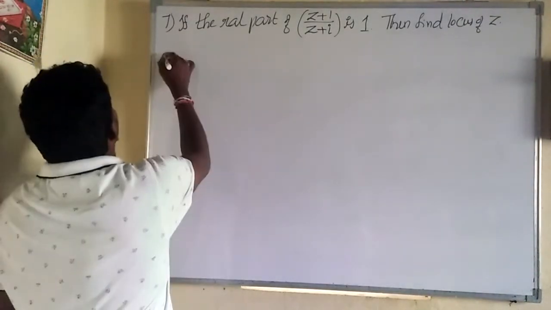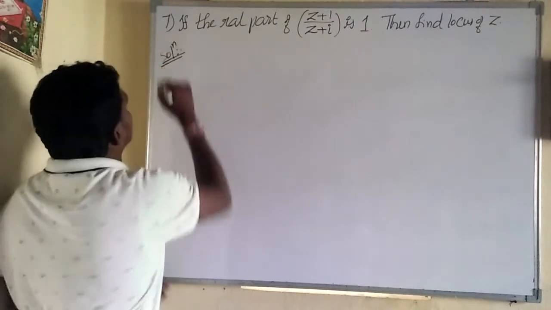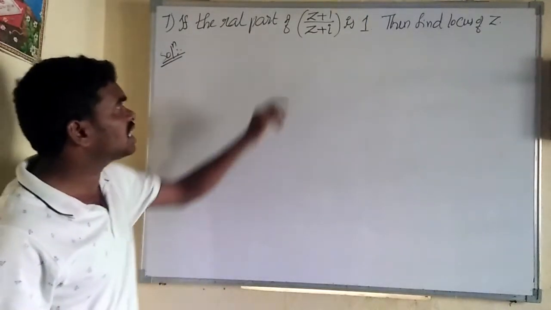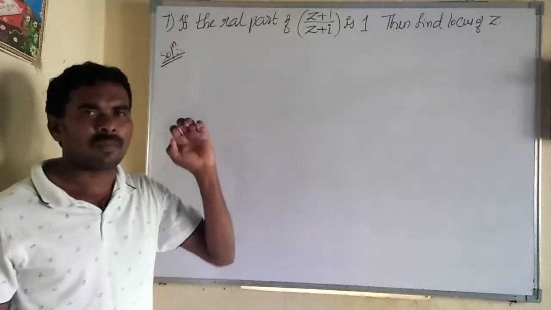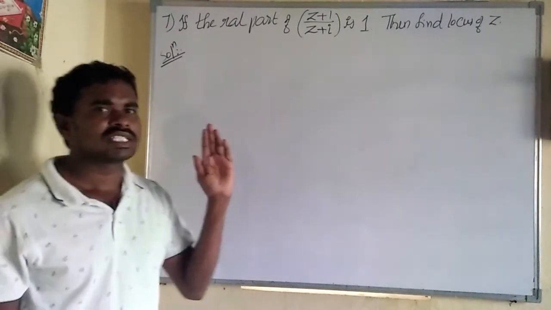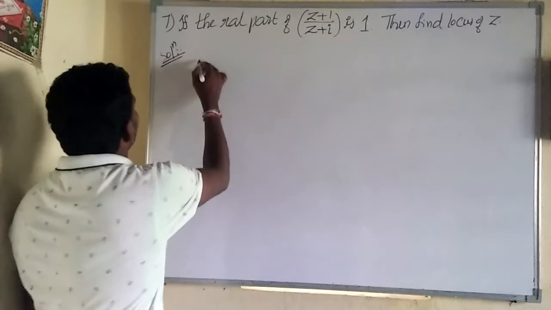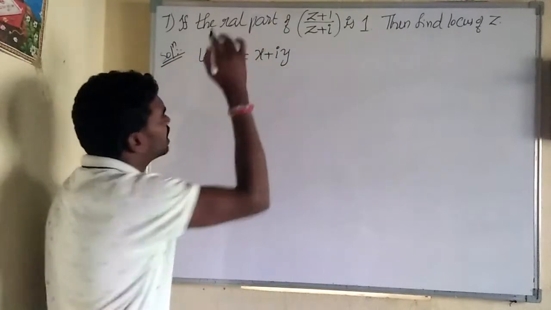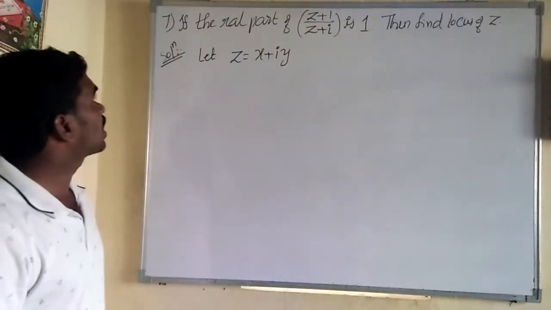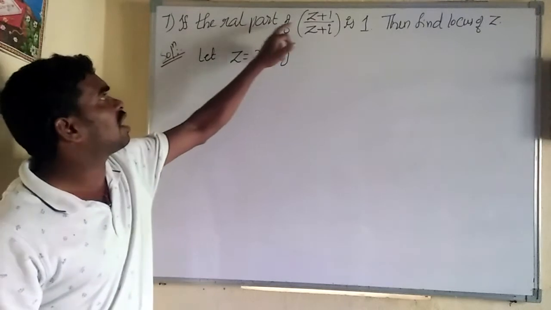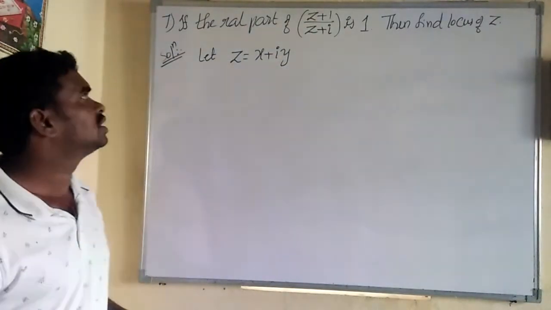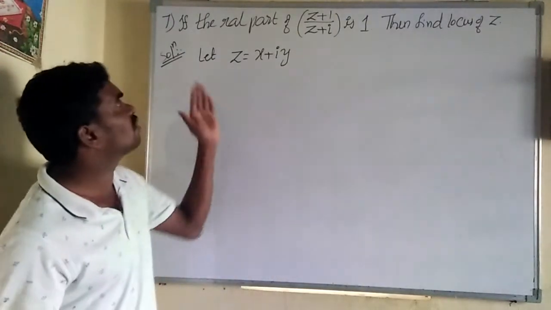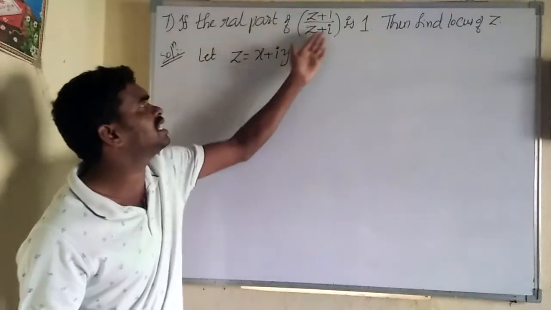Okay, solution. The real part of (z plus 1) by (z plus i) is 1. That is given. What is z? z is a complex number, some x plus iy. So let us take z equal to the complex number x plus iy. And what is the real part of (z plus 1) by (z plus i)? Already we know what is the real part and what is the imaginary part. Let us see what the real part will be in this function.